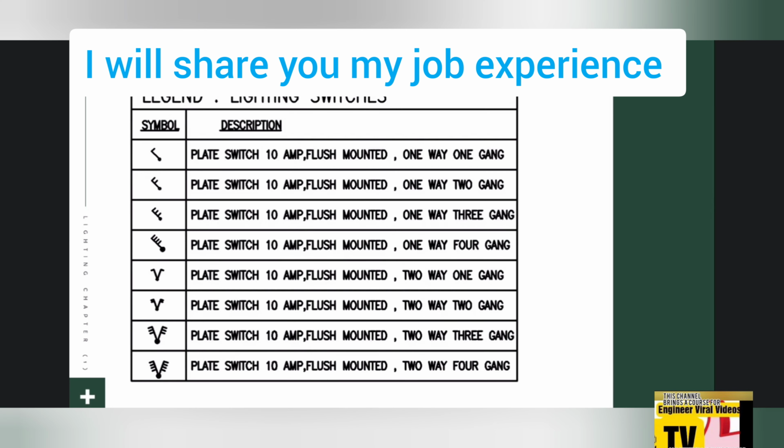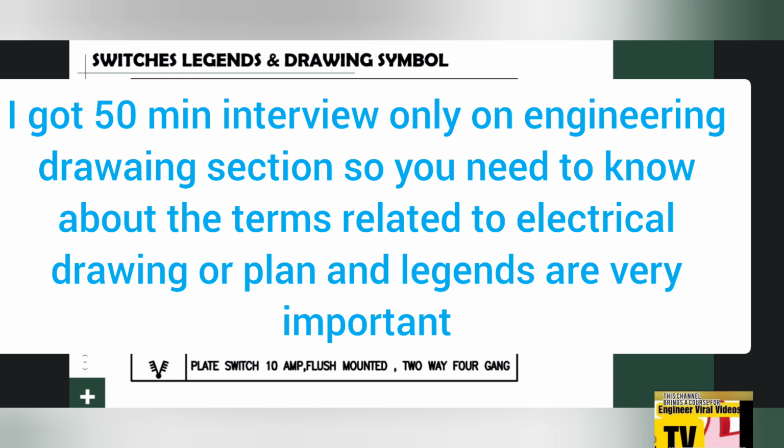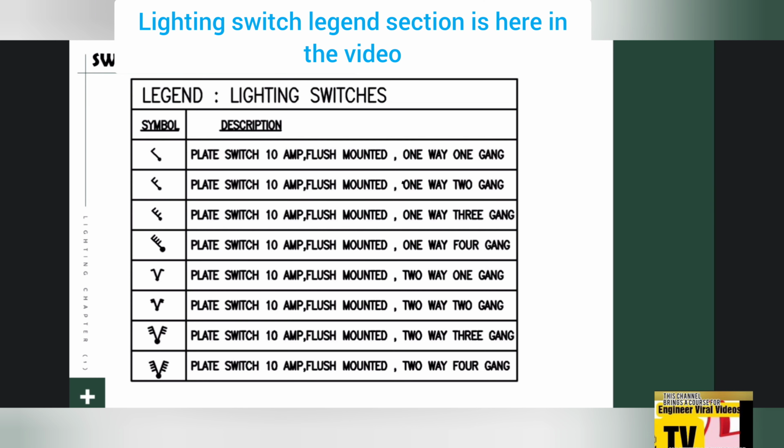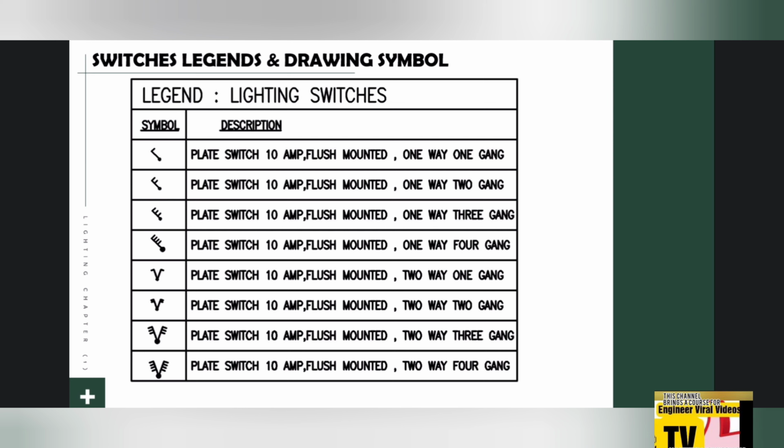Finally, and before we start the design of the lighting system, let's take a quick overview of the lighting switches. This table is called a legend, and it represents the key to understanding a drawing the right way. See here, these are the symbols, and this is the description of the symbols.